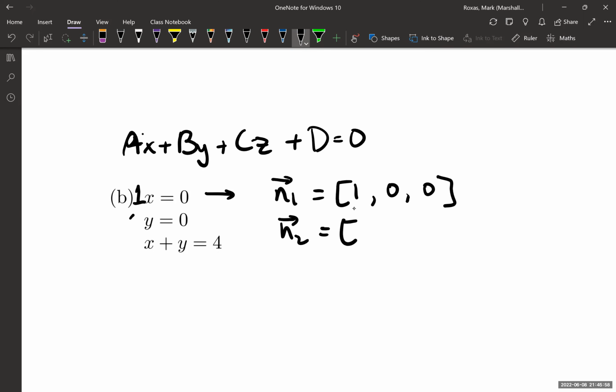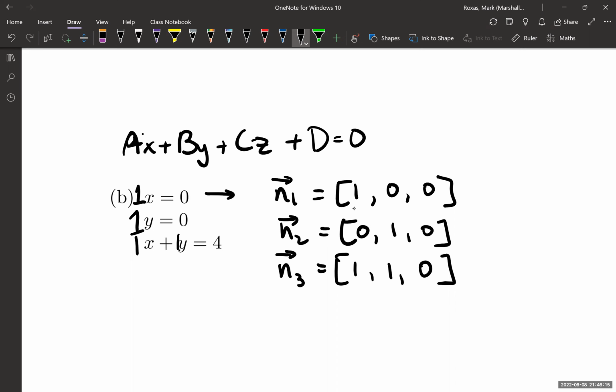So 1y equals 0. So 0, 1, and 0. There is no x and z, no capital A, no capital C. Okay, and then for the third vector, well, we have 1x and 1y, so that's going to be 1, 1, and 0. Okay, now remember, these look like, well, aren't these just linear equations?